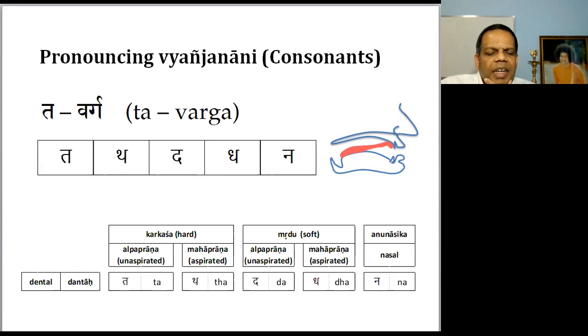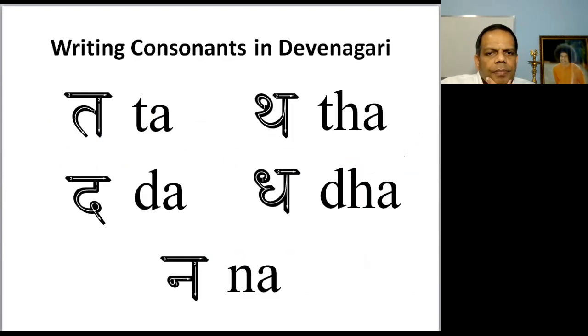I will just go over the writing of these letters. The first letter is ta. You start at the bottom of the letter. I don't know how to explain it in any other words, but you go up.